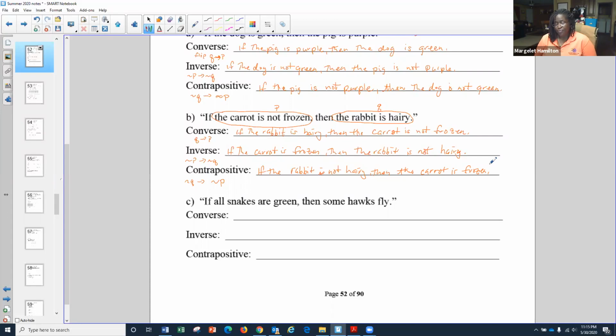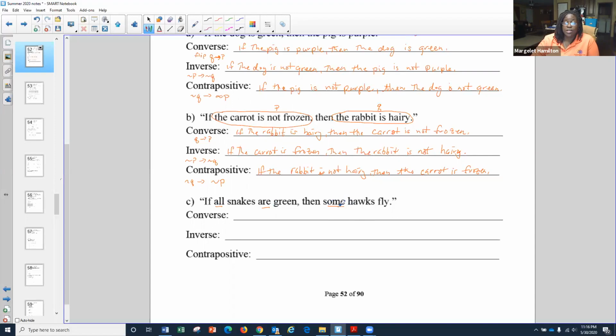All right, let's go to this next one. Now watch it now. Watch the wording. Okay, always pay attention to what they're giving you. All right, pause the tape, try it, and then come back. All right. Now watch that wording now. It says, if all snakes are green, then some hawks fly. Now we have to recognize, I know you did, that we have all and then some.